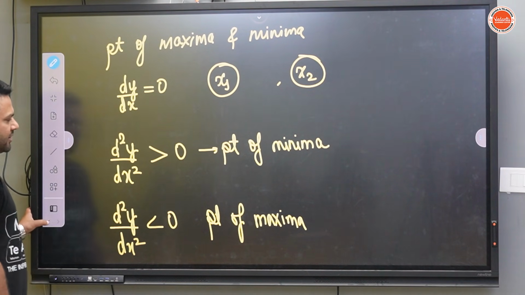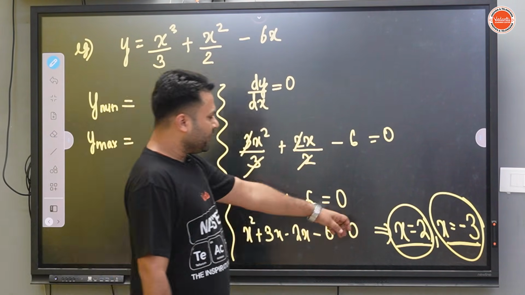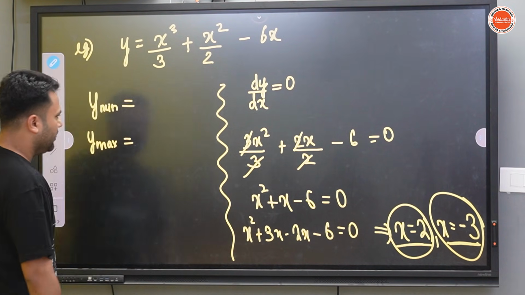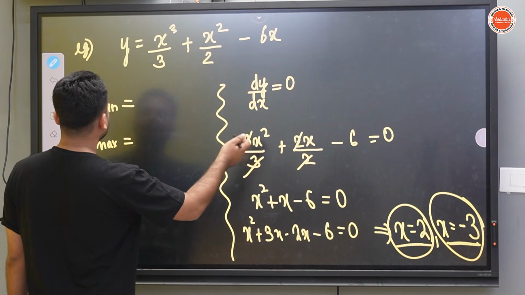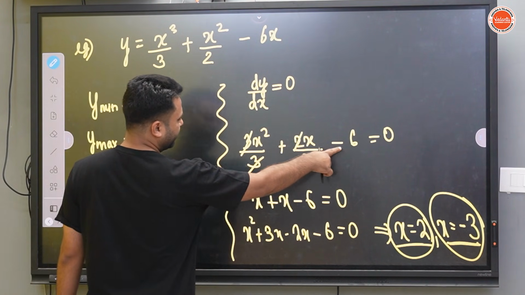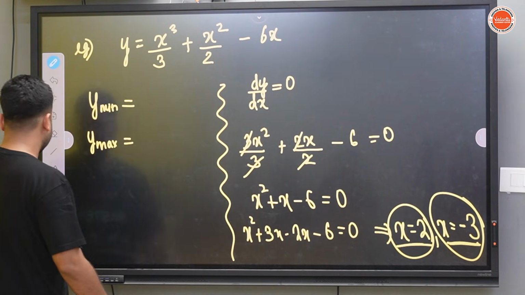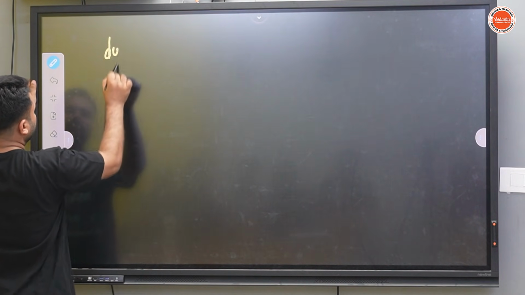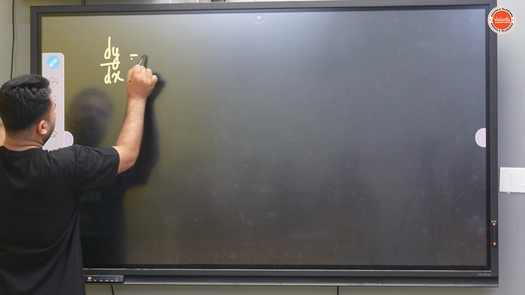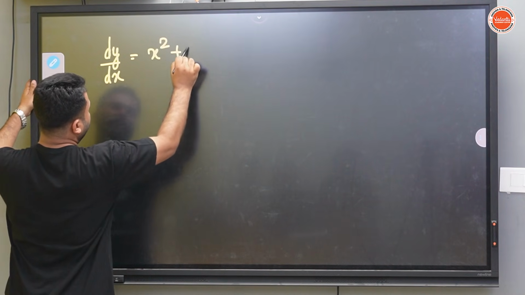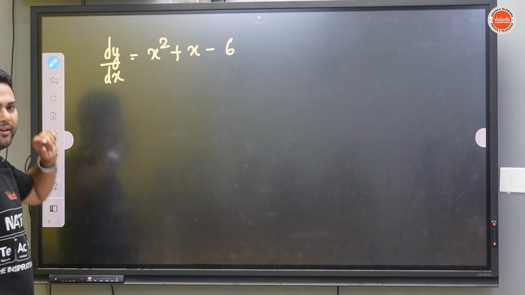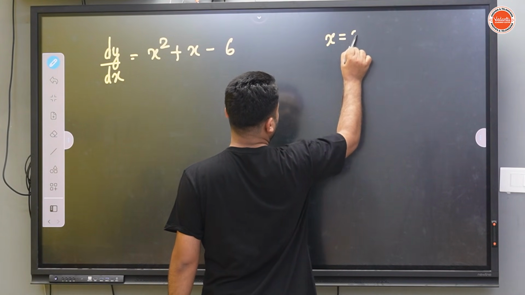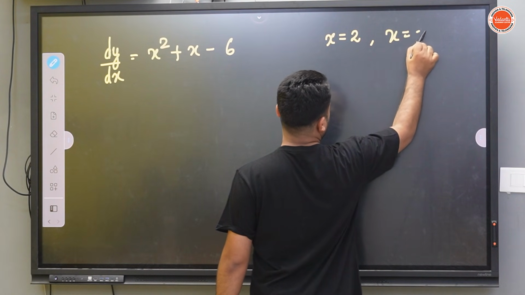Now see, come back to the question. You are getting two values, x equals to 2 and x equals to minus 3. And this is our dy by dx. What was our dy by dx? We solved it: x square plus x minus 6. This was our dy by dx. And we have got two values: one is x equals to 2, and another is x equals to minus 3.